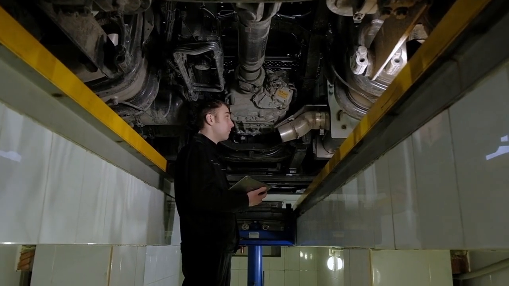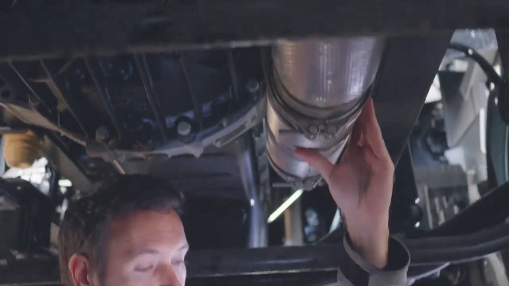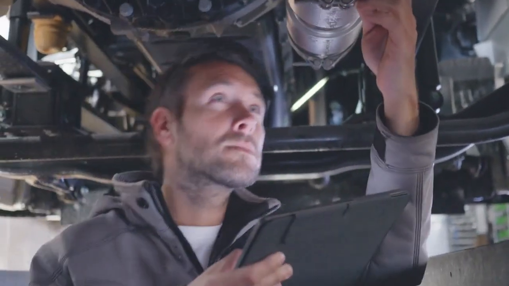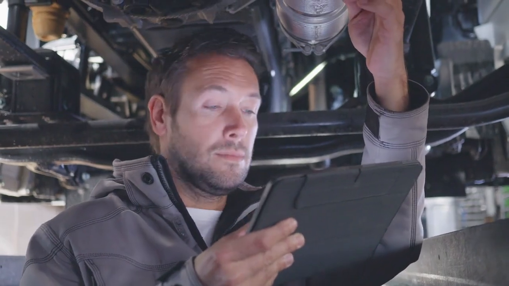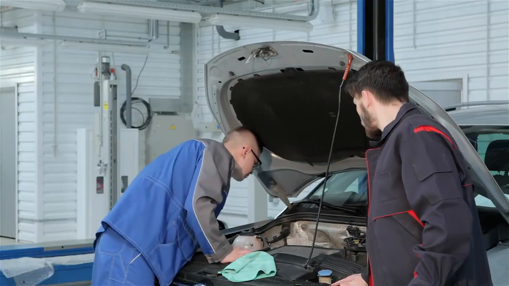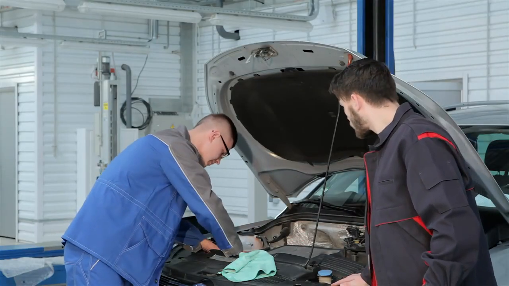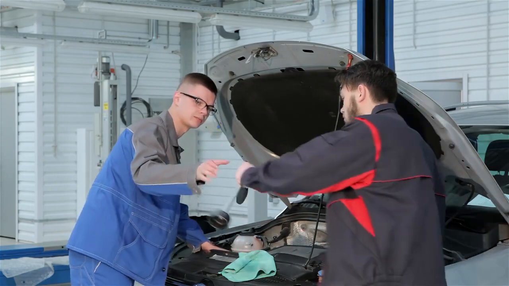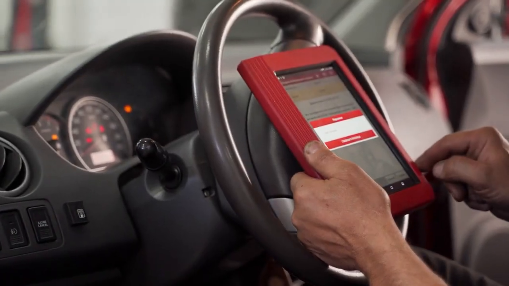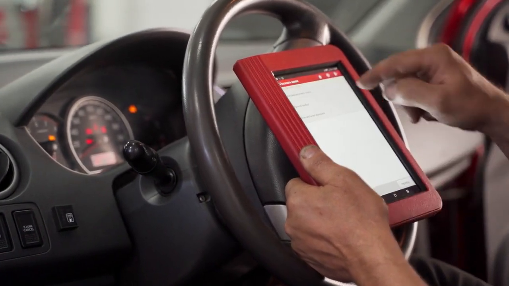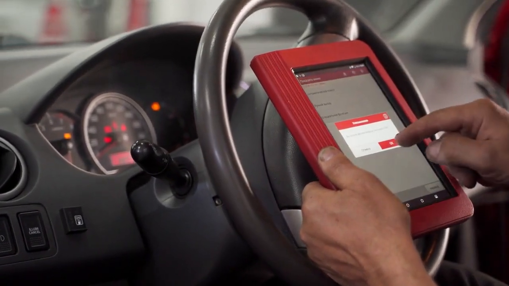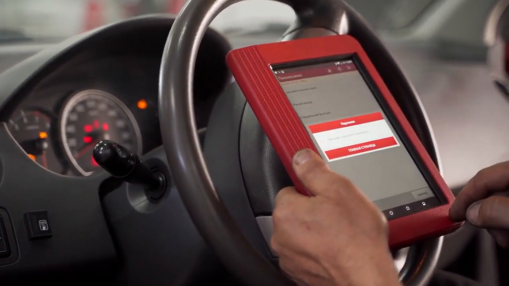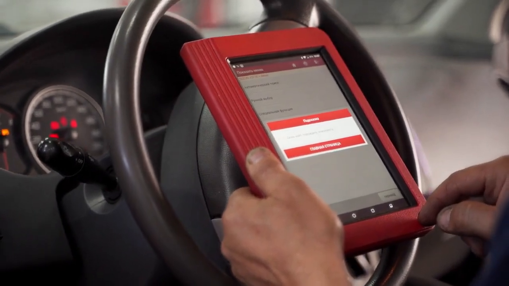What are DTCs? DTCs, or diagnostic trouble codes, are a series of letters and numbers generated by the truck's onboard computer. These codes serve one simple purpose: they identify issues within your vehicle's systems. When something goes wrong, like a failing sensor or misfiring cylinder, the onboard diagnostic system, OBD, detects it and produces a code to describe the problem.